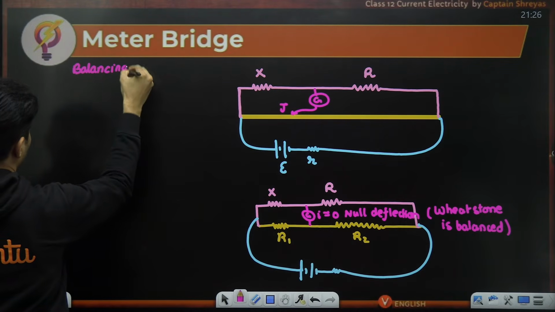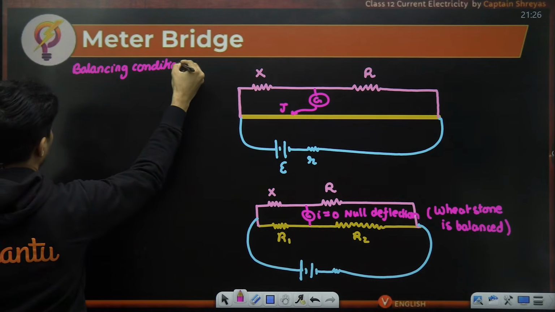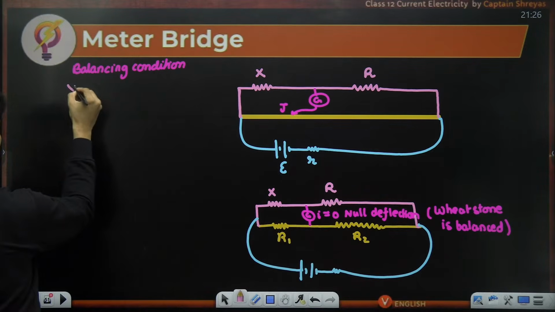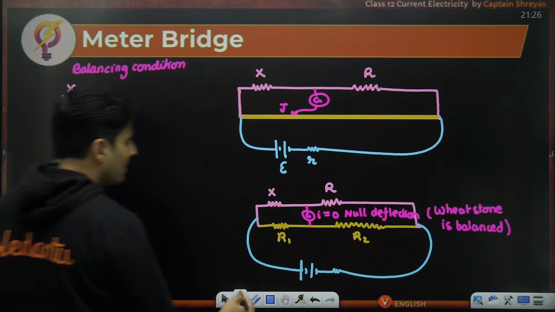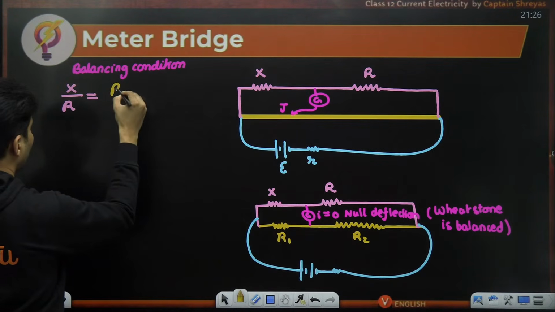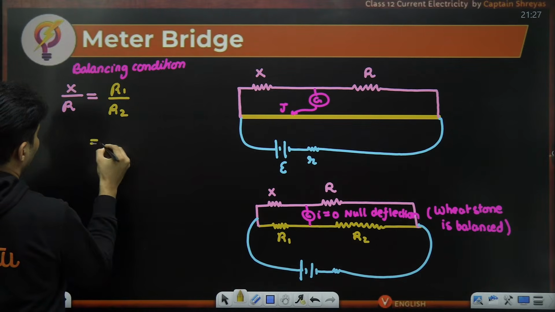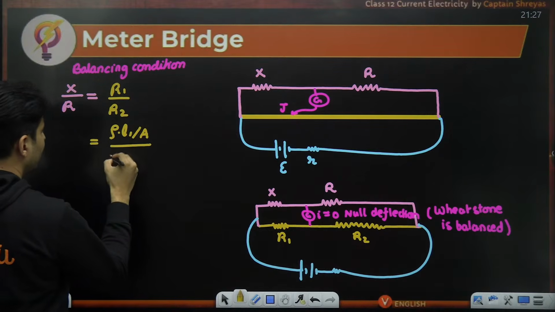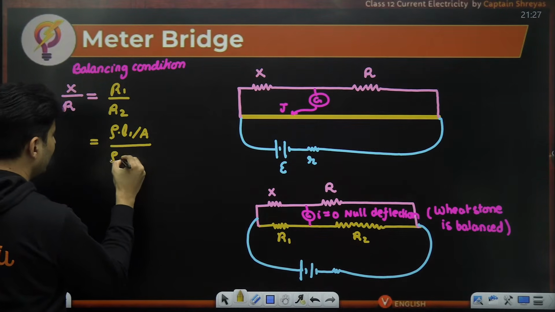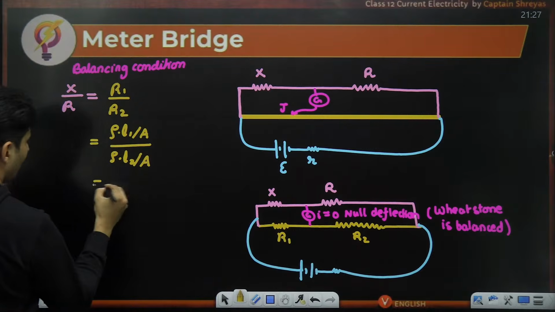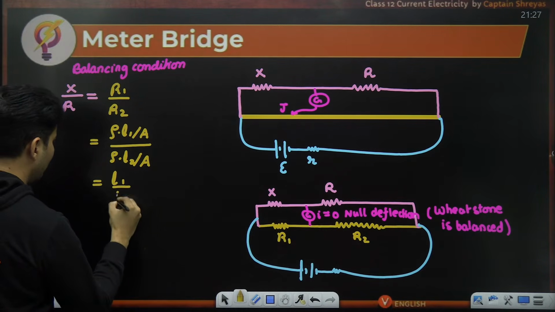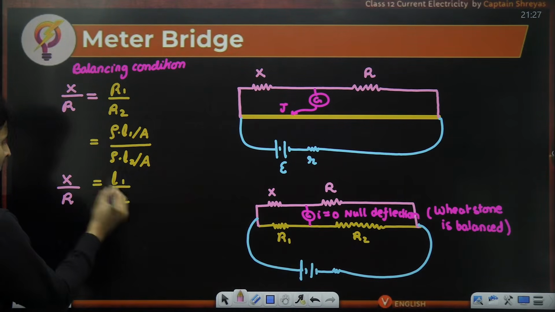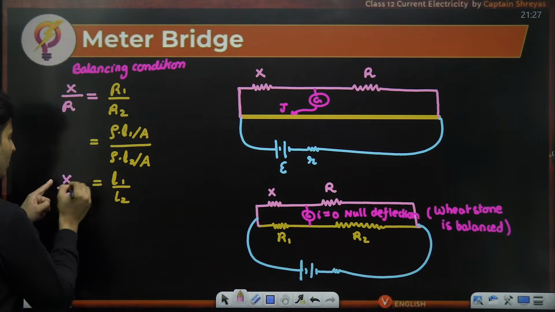So, by the balancing condition, I can clearly say that X divided by R will be R1 by R2. But wait a minute, what is R1? It is resistivity into the length divided by area. Same thing, R2 will be resistivity into the length divided by area. Rho and A will cancel, it will be L1 by L2. So what is L1 by L2? That is nothing but X divided by R. So R is known, L1 is known, L2 is known, you can easily find X.